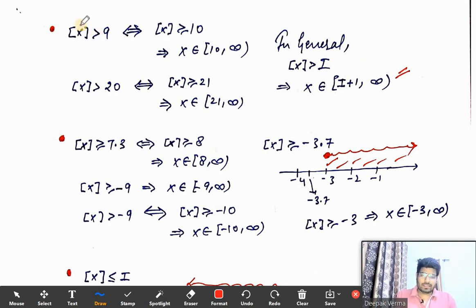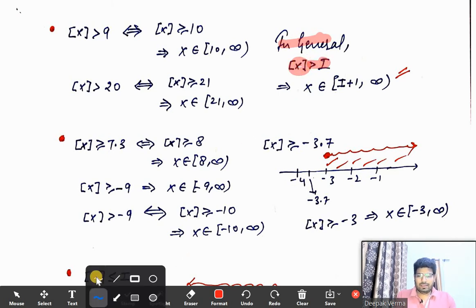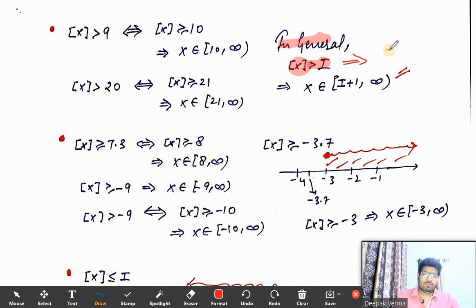So the integer just greater than 9 is what? 10. So we can write this inequality as box x greater than or equal to 10 and apply the same concept as we just did above. Now x will be from 10 to infinity. With 10 we will put a closed bracket. So in general we can say if box x is greater than I, then first we will write box x is greater than or equal to I plus 1.